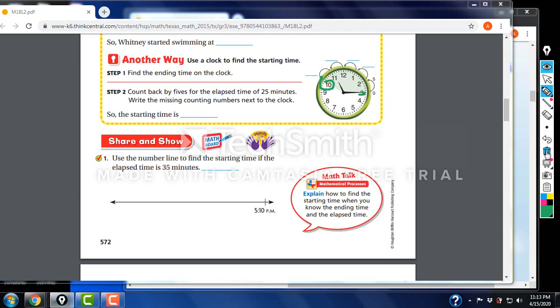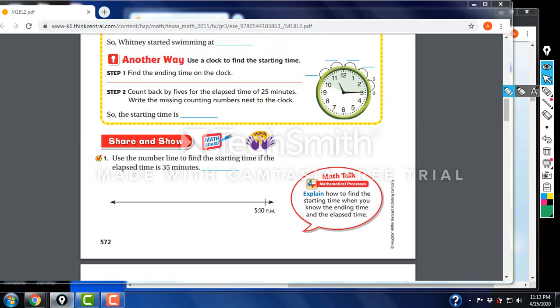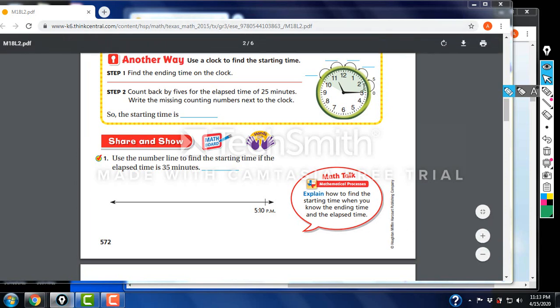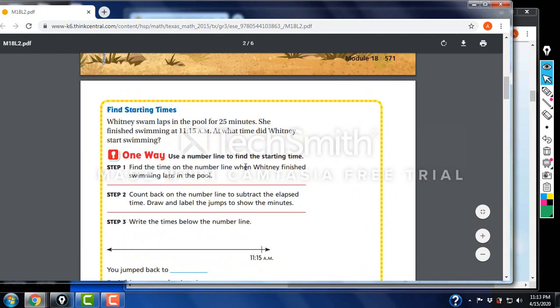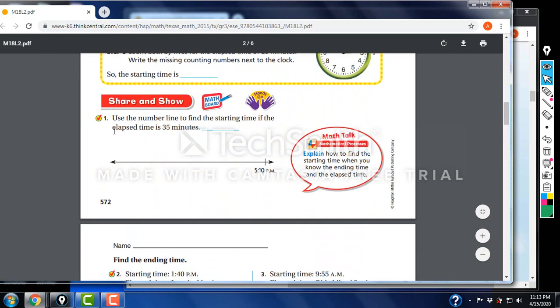So whichever method is easier for you. Once you know the elapsed time and you know the ending or starting time, you just either count backwards or count forwards. The only thing is you have to visualize this, or you can use the number line. Whichever one is easier for you. So let's take a look at this one here. Use the number line to find the starting time if elapsed time is 35 minutes.